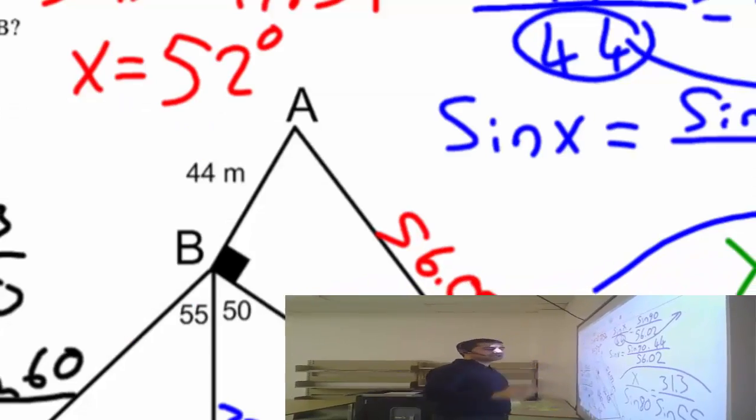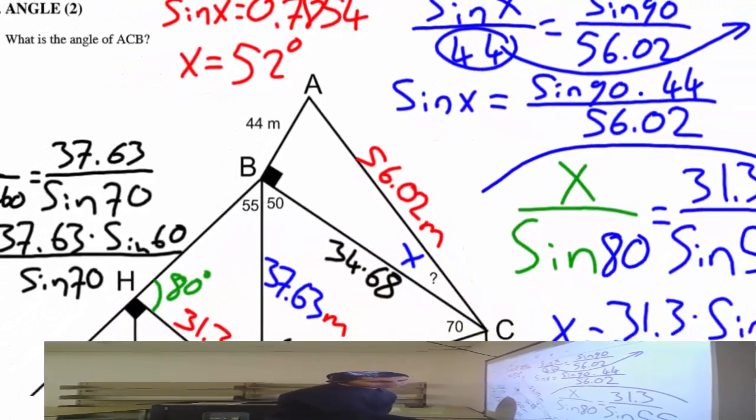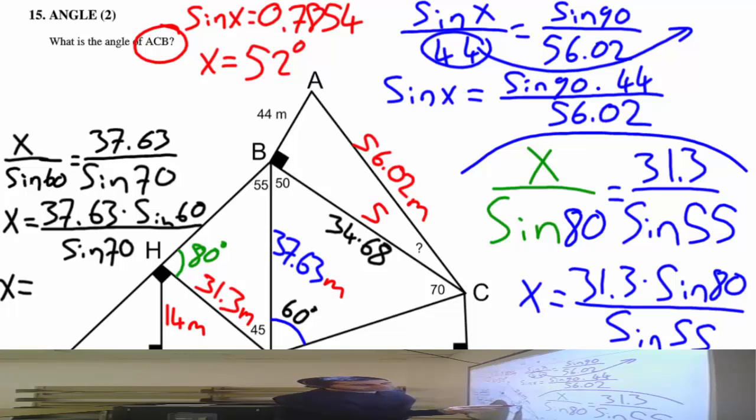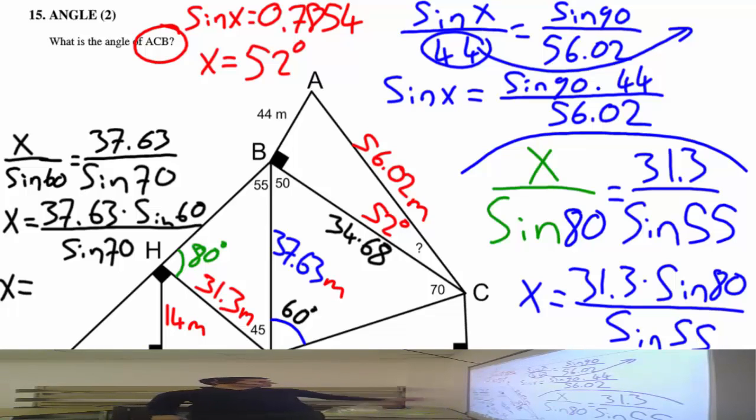52 degrees. So you find out that the question mark, the angle ABC, is 52 degrees. This is where you are done. Woo! Now look at the board.